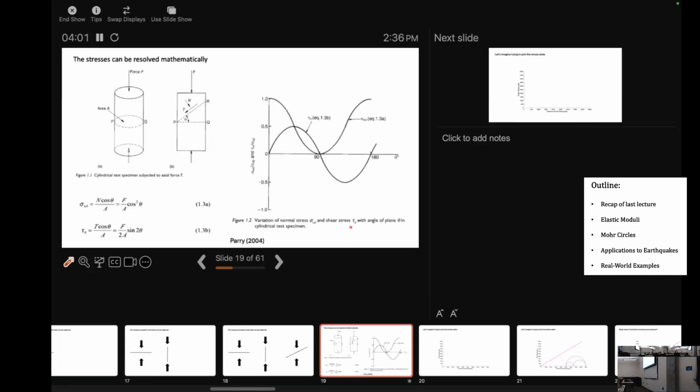And so in geomechanics, we don't ever really consider negative shear. We don't think about that. We usually just take the absolute value. And so for geomechanics purposes, this looks like this.